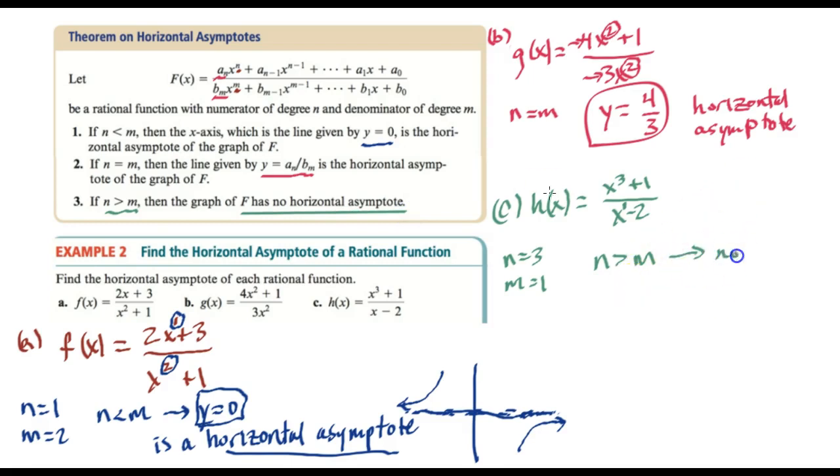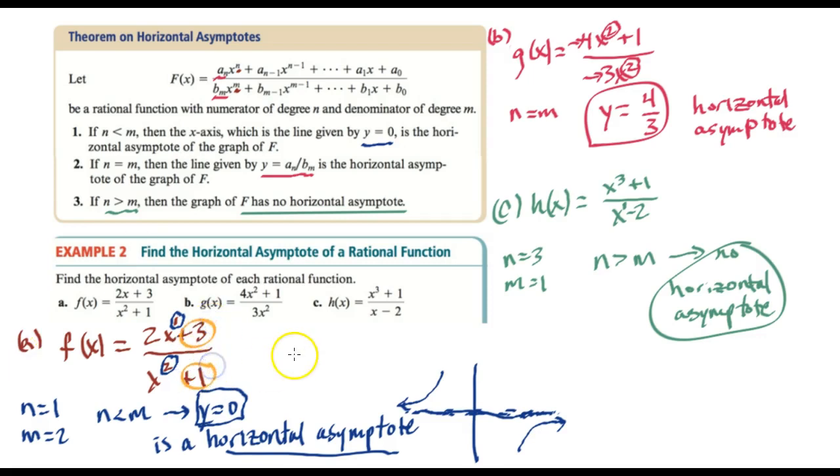So we have no horizontal asymptote. Something to keep in mind that I really want to point out is that we only care about the leading terms. So notice that we just ignored the plus 3, the plus 1. We ignored the plus 1 here, we ignored plus 1 here, and the minus 2 right there. So we just look at the leading terms. It just comes down to the exponents of the leading terms to determine our horizontal asymptote.